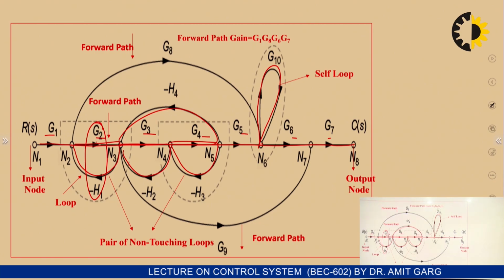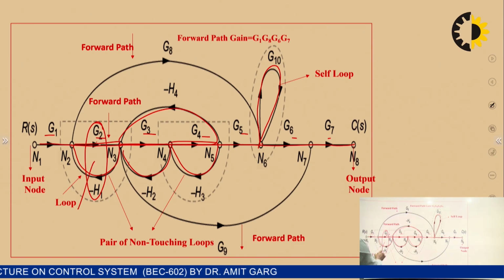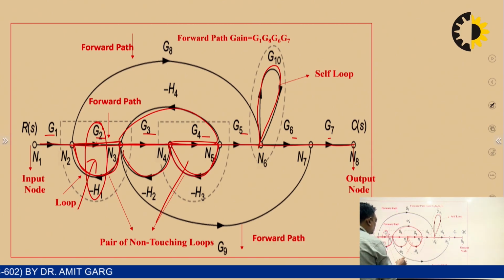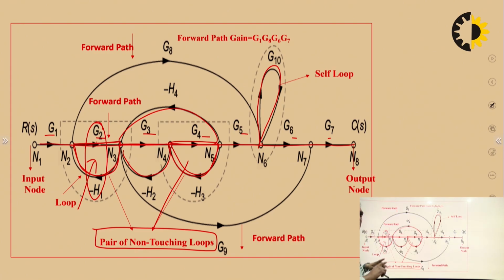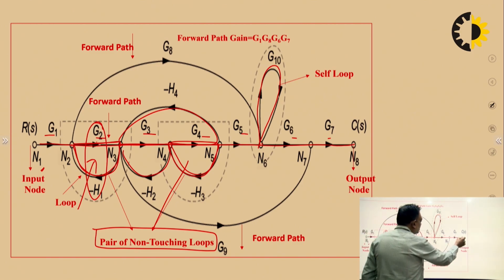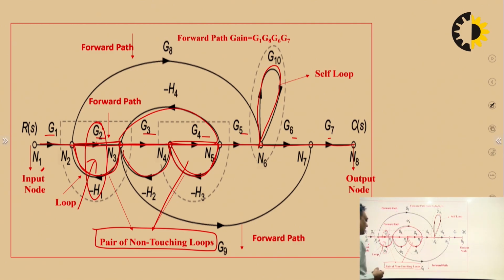And if you look at the pair of non-touching loops, this particular loop and this particular loop are non-touching. These are two loops which make a pair and they are not touching each other. That's why it is called a pair of non-touching loops. And this is your input node, you can see there are only outgoing branches. This is your output node, you can see only incoming branches are there. So this is the terminology which we have seen.